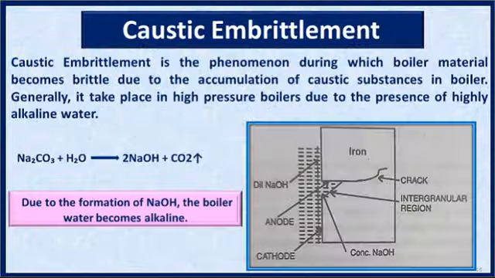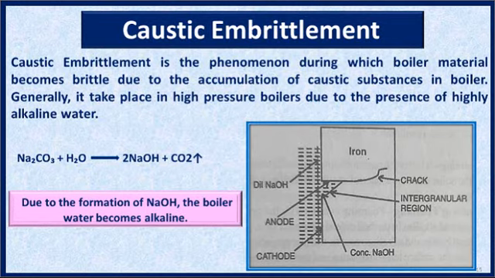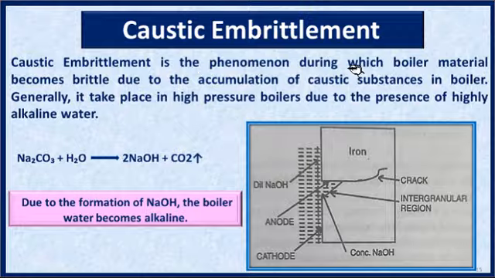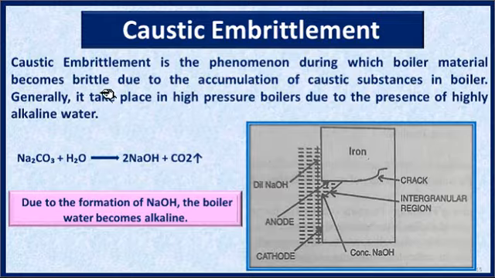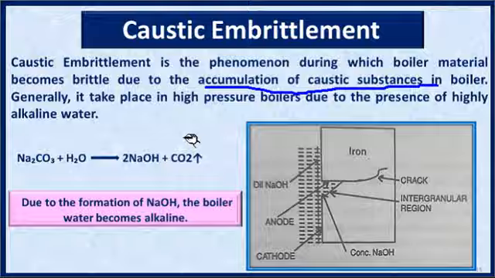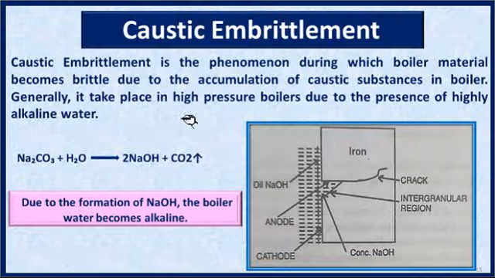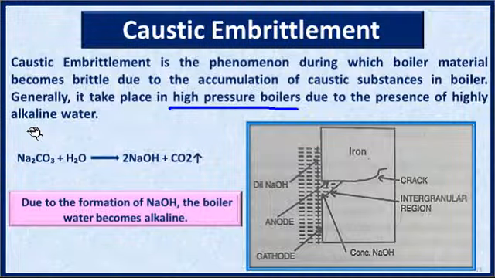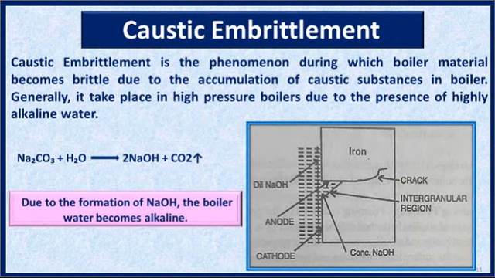Now, moving towards the next boiler trouble, that is caustic embrittlement. Caustic embrittlement is the phenomenon during which the boiler material becomes brittle due to the accumulation of caustic substances in the boiler. So this is particularly the boiler trouble which is caused by the presence of caustic substances in the boiler. Generally, it takes place in high pressure boilers due to the presence of highly alkaline water. Now the question comes to our mind: how does boiler water become alkaline?